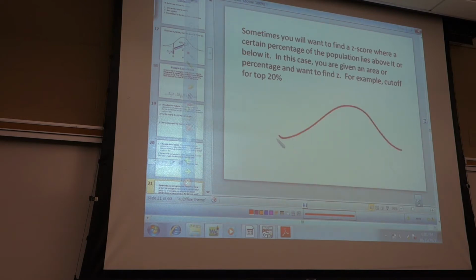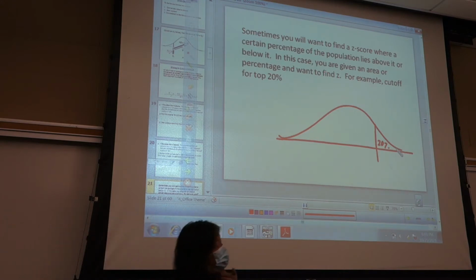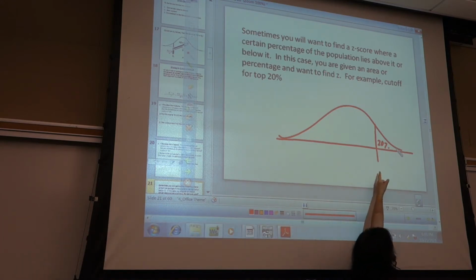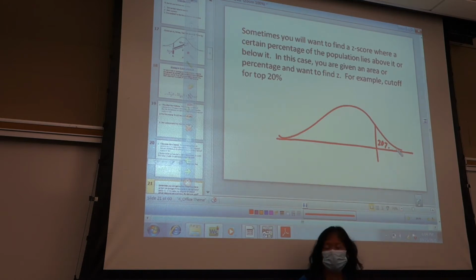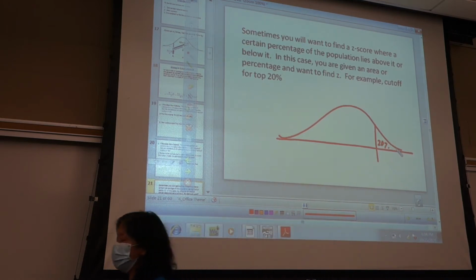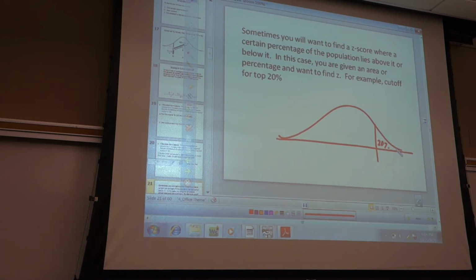Here's my little picture. I'm not going to shade, but the top 20% would be this half over here, right? Top 20, and I put 20% in there. Do you see what I'm saying? So you have to shade, just write them in. So this is sort of the opposite, right? Instead of giving them a z-score and finding an area, we're given an area, we're trying to find the z-score. So it sort of undoes it.